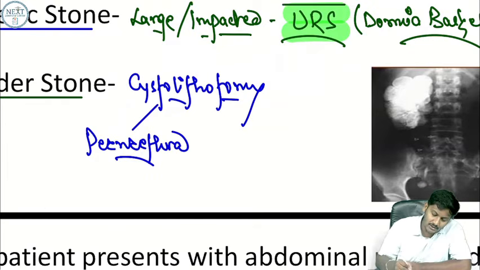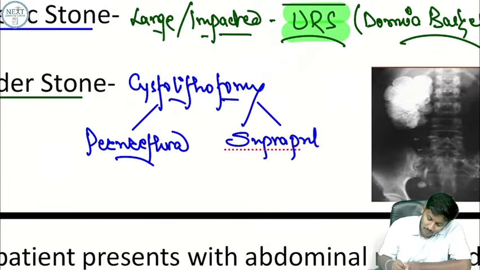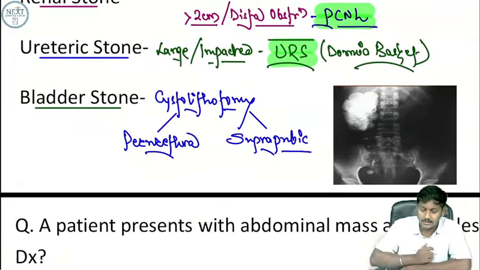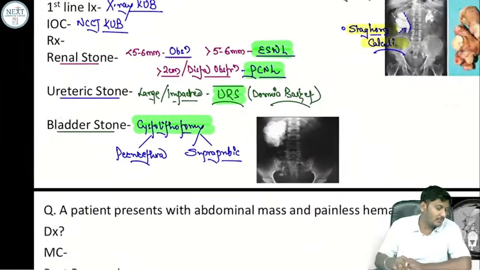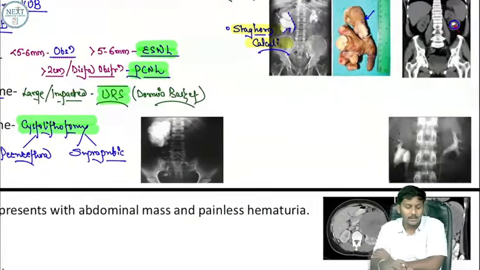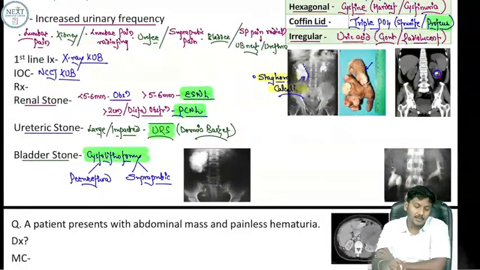But whenever the stone is very big in size, obviously it is not possible to remove it via the urethra, and in those conditions you better go for a suprapubic cystolithotomy. You go directly inside the bladder and remove the stone. Clear? These are the procedures for stone removal from the urinary tract.